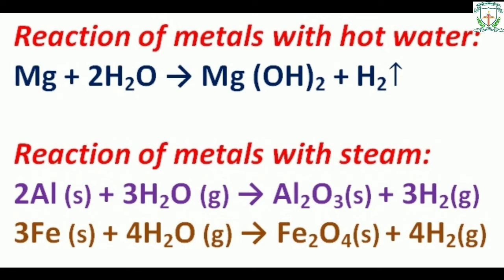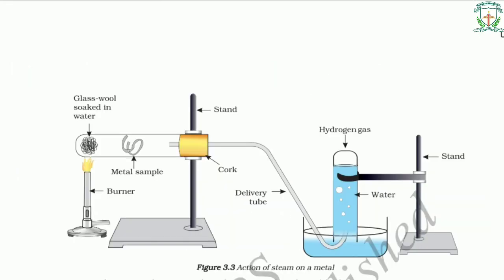In general, the more reactive the metal, the more rapid the reaction. Aluminium is unusual because, though it is a reactive metal, it does not react with water. Its surface forms a protective layer of aluminium oxide that keeps water away from the metal below. The apparatus used to react a metal with steam and collect the gas produced is shown in the diagram.